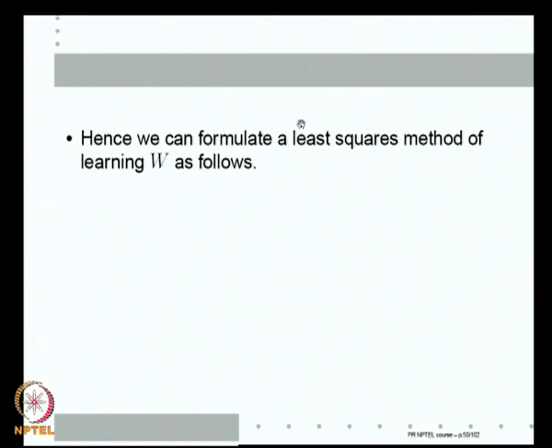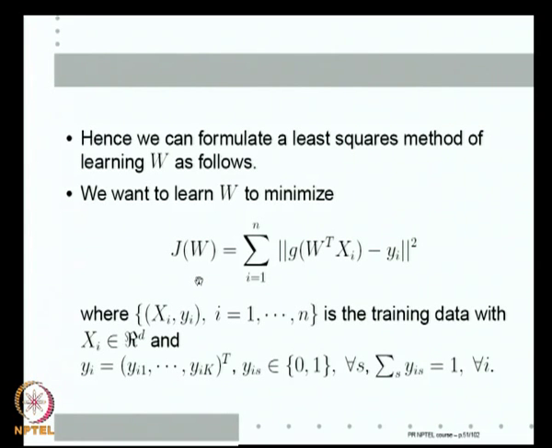So, this is now how we can formulate a least squares approach for learning W. We will learn W to minimize the norm of g of W transpose x_i minus y_i, whole square, where x_i and y_i are our training data. So, x_i is in R^d as earlier, and y_i is now a k vector whose components are y_i1 to y_ik. Each of the components is 0 or 1 and they sum to 1, right. So, that means only one component is 1, all others are 0. So, the component that is 1 tells me what is the class label of x, right.